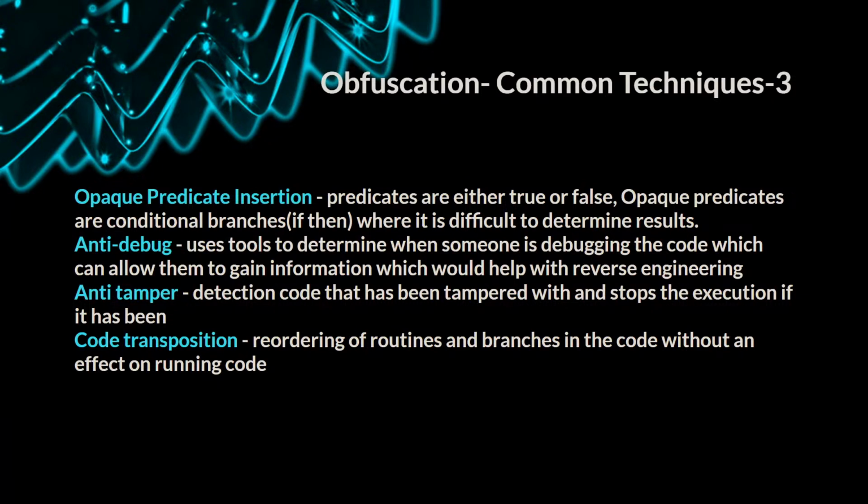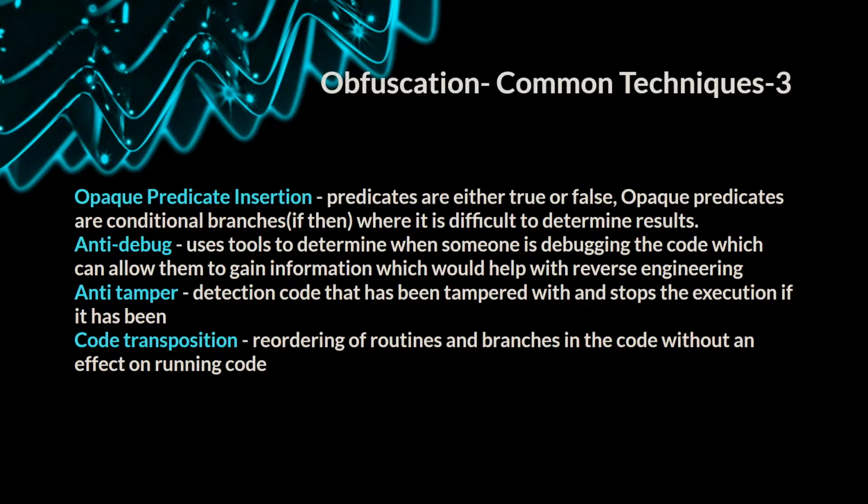Okay, I see the question from Abdul. Normally, the way these programs do it, scrambling the code doesn't have that big of a performance hit on the program, and it's usually mitigated by some other things I'll talk about later. Like I was saying, opaque predicates are conditional branches, like an if-then statement, and they insert these to make it difficult to determine results.